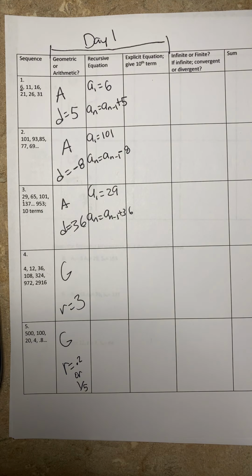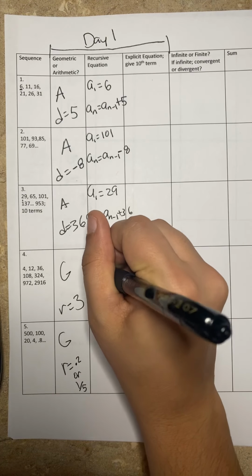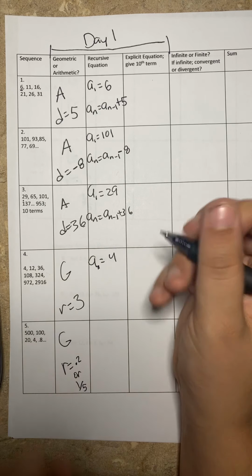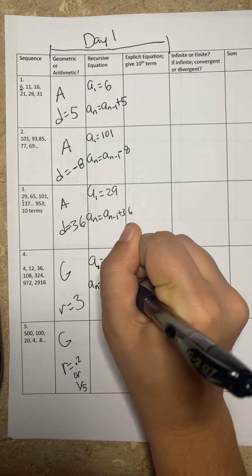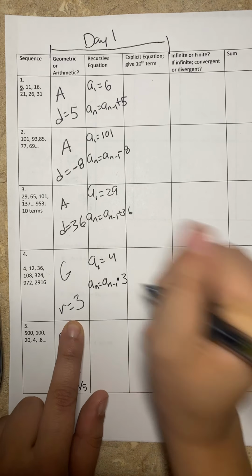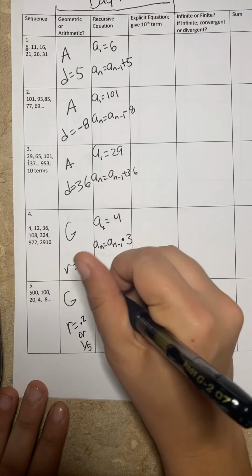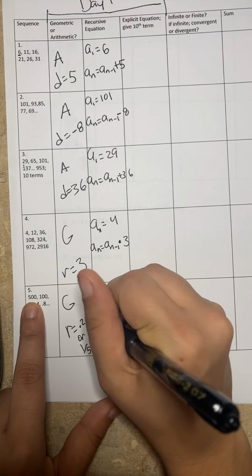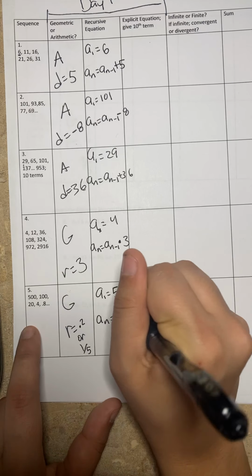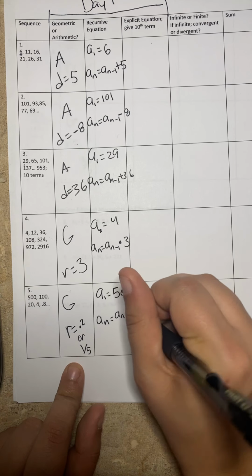The geometric is similar, but since we're multiplying this time, these are going to be times. So it's a sub 1 is equal to 4, because that's my first term. And then a sub n is equal to a sub n minus 1 times my ratio, which is 30. So the same thing for the next one. A sub 1 is equal to 500. And then a sub n is equal to a sub n minus 1 times, and you can either put 0.2 or 1/5. I'm going to put 0.2 here.